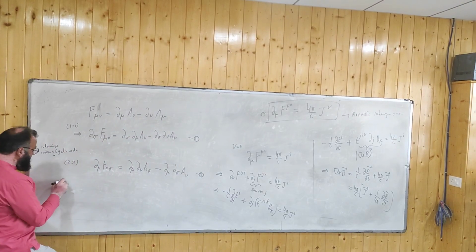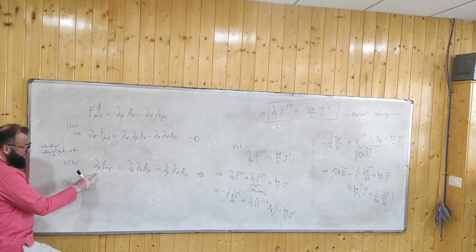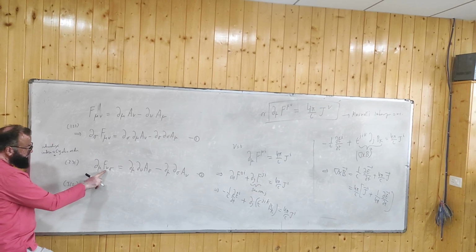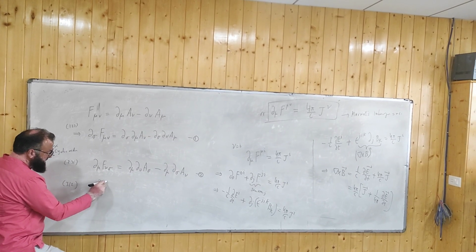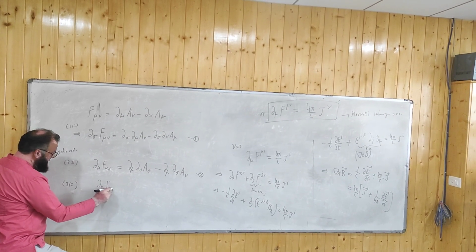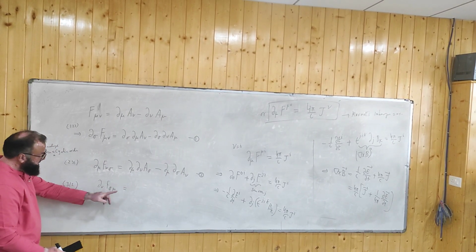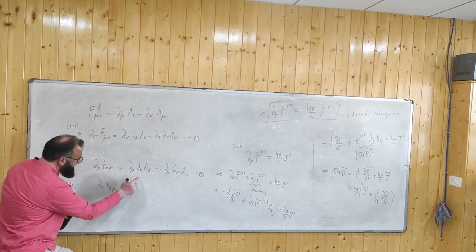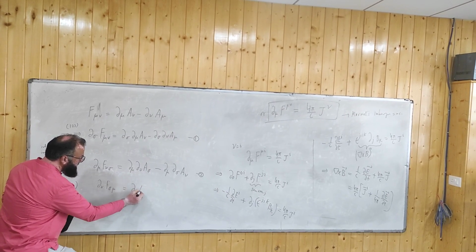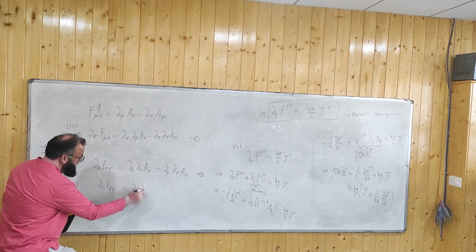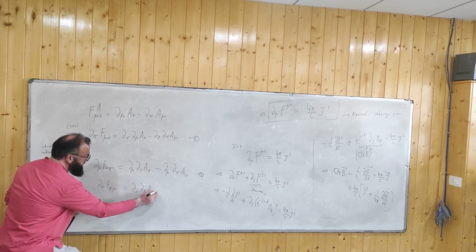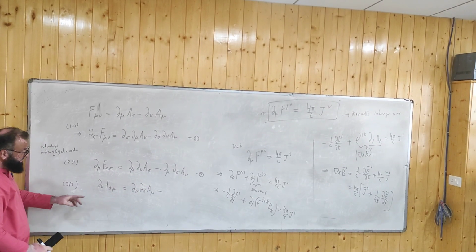Now what is the other combination? 3, 1, 2. So what is 3? Nu is 3, so it is partial nu of f sigma mu. Is it true? So now look at this very equation, what has happened? The first term will go as it is, partial nu, f sigma mu. Is that true? Now look at the other term, something weird.